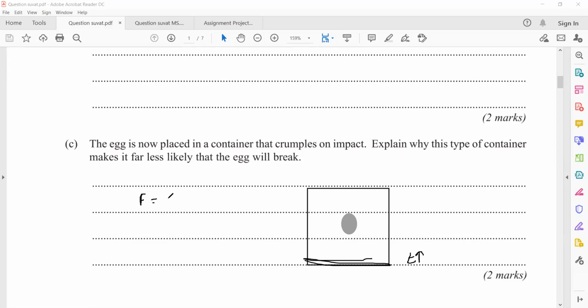We have the formula F is equal to ma, or we can also say acceleration is v minus u over t. So you can see that the relation between the time and the force is inverse. If an object takes more time to stop, it will experience less force. So this egg, when it hits the base, will take a longer time to stop, so it will experience a smaller force.